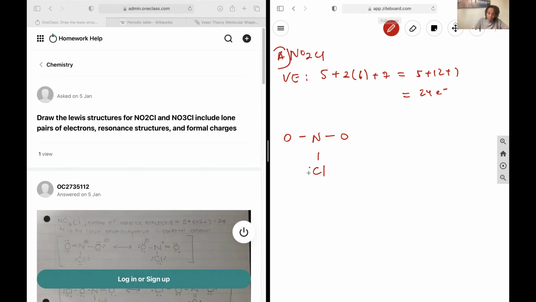Next up, I'm going to put valence electrons around each of them to fill in their octets. See if I have anything left for my central atom. I have 2, 4, 6, 8, 10, 12, 14, 16, 18, 20, 22, 24. So I do not have, sorry, let me just ensure. Everything is okay here.